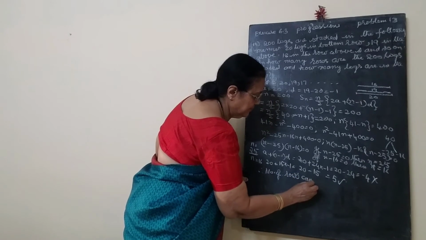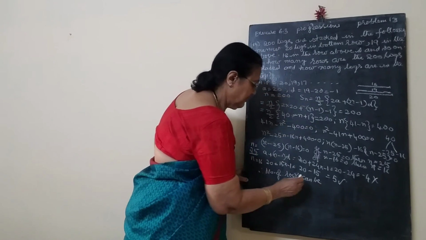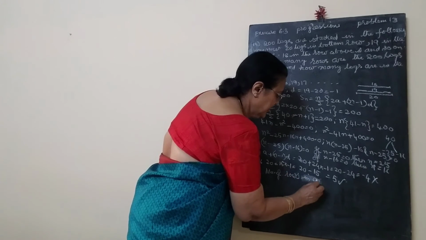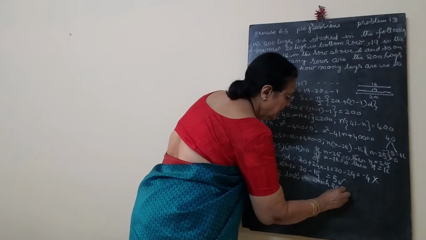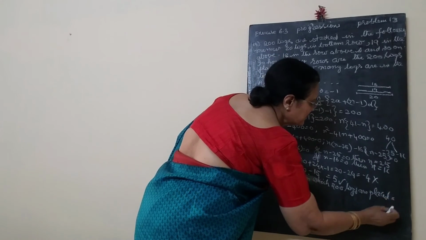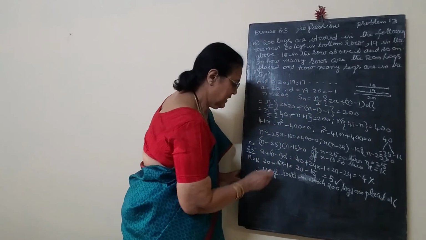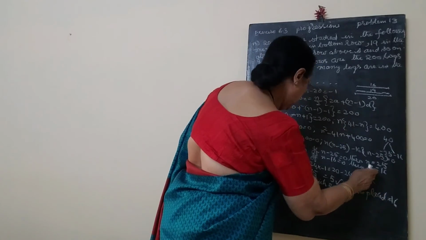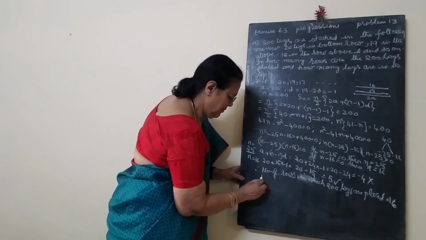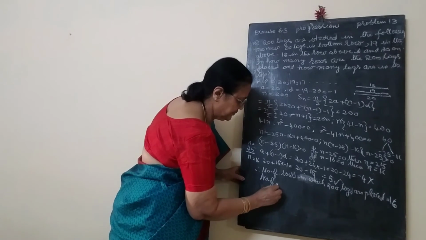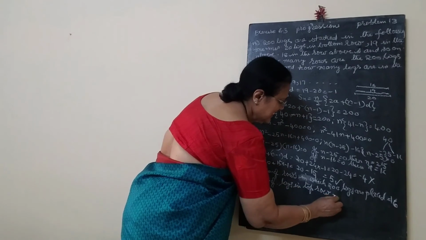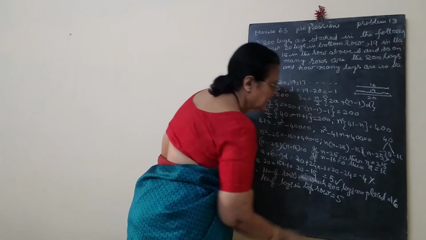Therefore, the number of rows in which 200 logs are placed is equal to 16, n is 16, and the number of logs in the top row is equal to 5. So this is the solution.